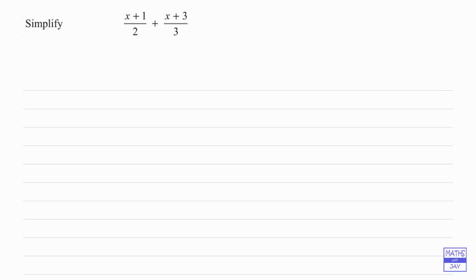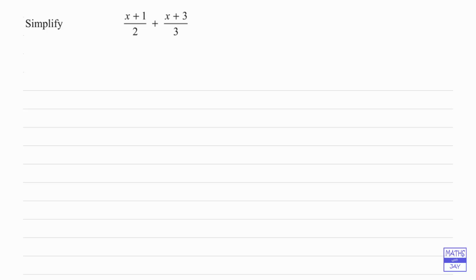Here we're looking to simplify (x + 1)/2 + (x + 3)/3. So that means we're looking to get an answer of something over something. So let's think about how we're going to do this.